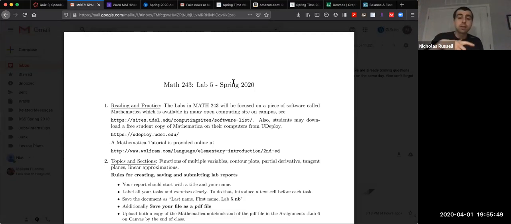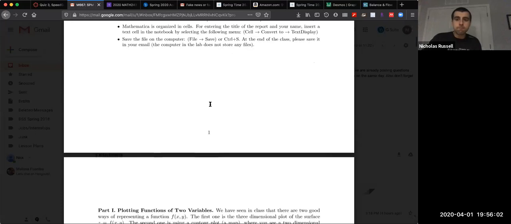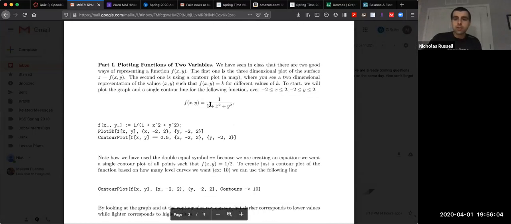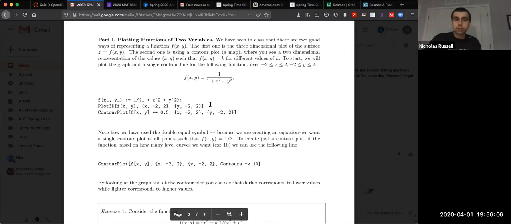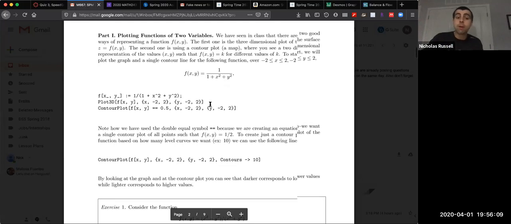So contour plots, partial derivatives going forward, and also the idea of tangent planes, that 14.4 that you just learned on Wednesday. When we're going through these labs, they've been somewhat modified, so I'm just going to take you through a few interesting things. The first part here is all about contour plots.